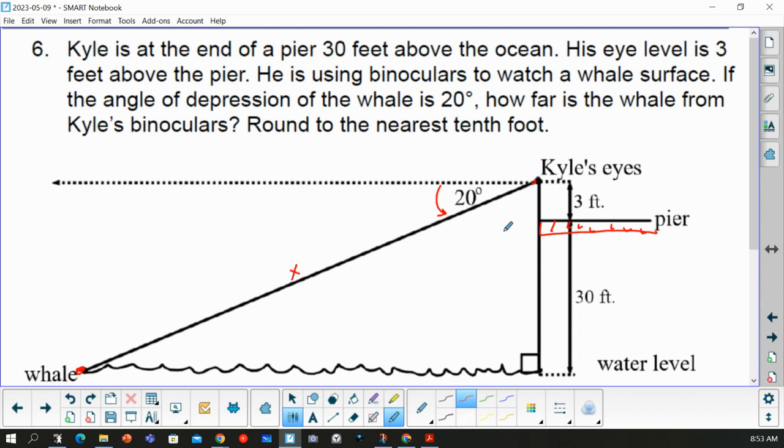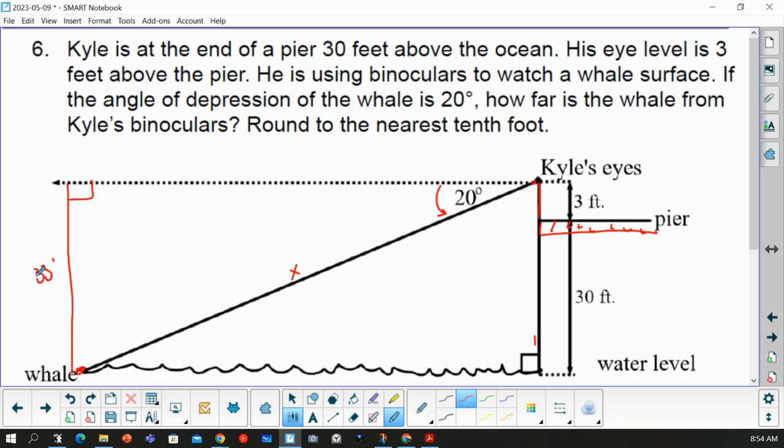Now our actual triangle, since our angle's up here, our triangle needs to be over here, right? So if I drop a line straight down to the whale to make our right triangle up here, notice we do have some measurements. Notice this side over here is 30 feet plus another 3 feet. So over here I can put 33 feet. Here's my unknown, and I have an angle. I've got everything I need to solve this problem.